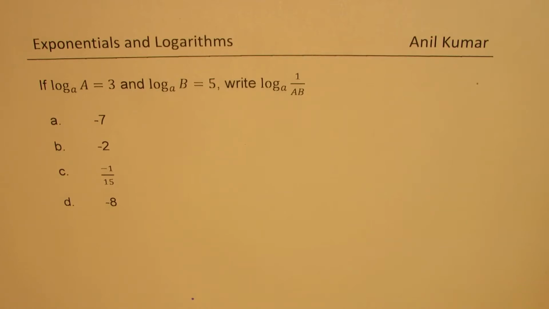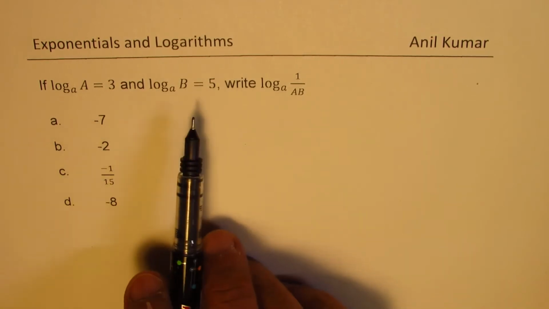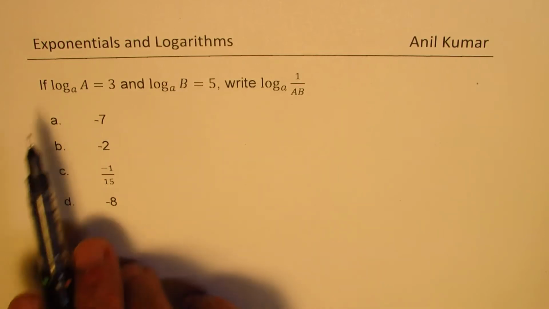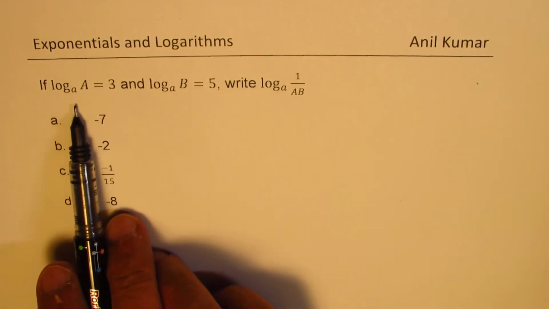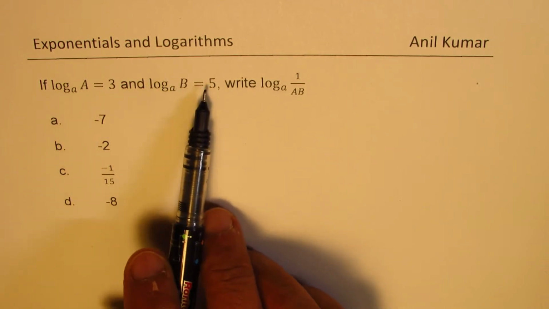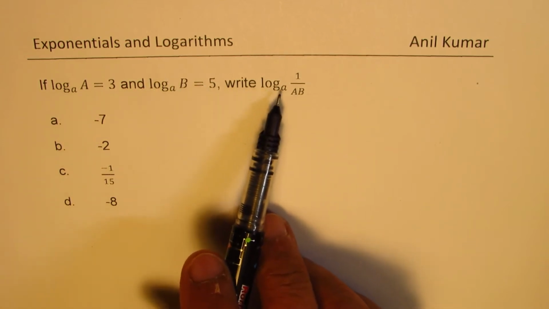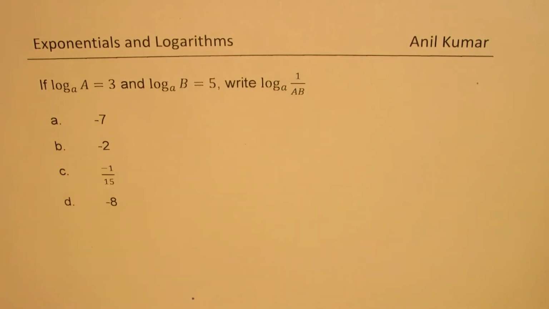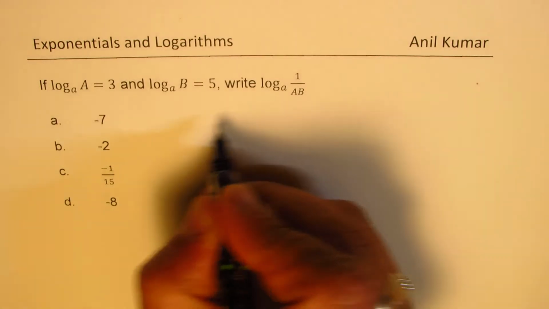Here we'll have a couple of multiple choice questions which are based on logarithmic rules. So the question here is, if log to the base a of a equals 3, and log to the base a of b is 5, write log to the base a of 1 over ab. Four choices are given to you, right? So let's apply the logarithmic rules.